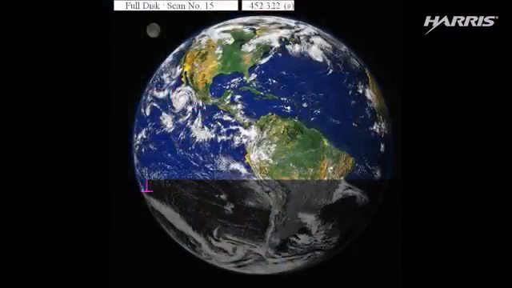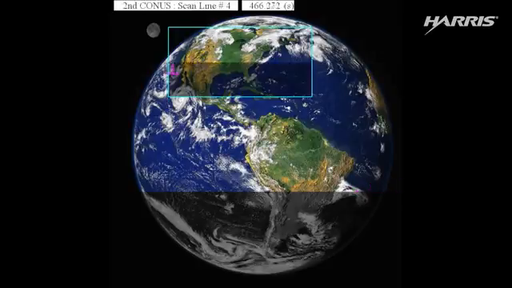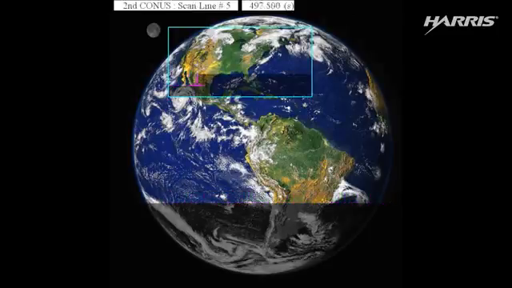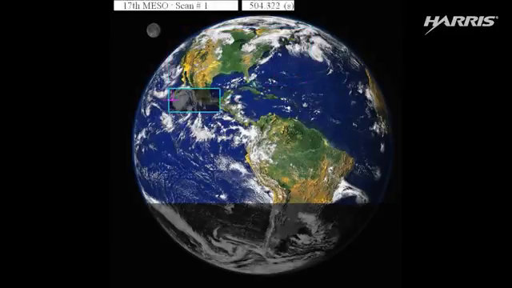So the ABI system is unique in that it uses a different scan mechanism than prior geoimagers. ABI uses a two-scan mirror mechanism that results in lower disturbances to the spacecraft and allows us to do faster scanning. That faster scan allows us to do a continental US scan in 5 minutes. It allows us to do a full disk image in 15 minutes.